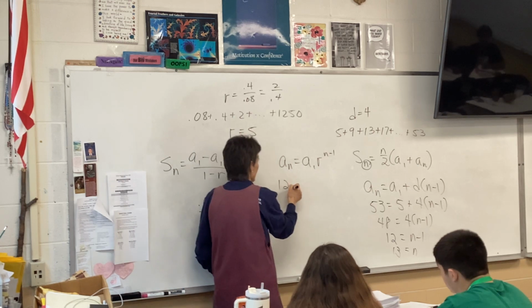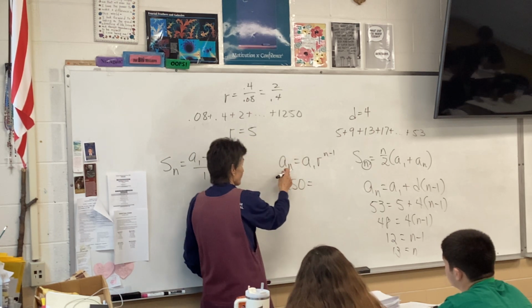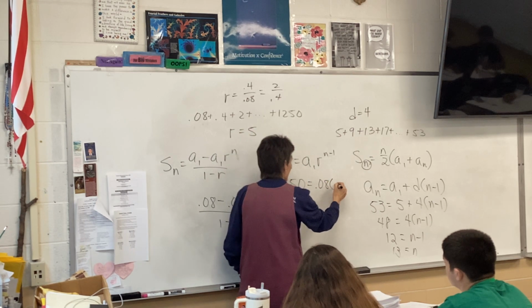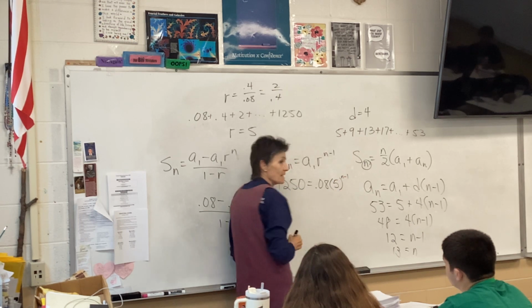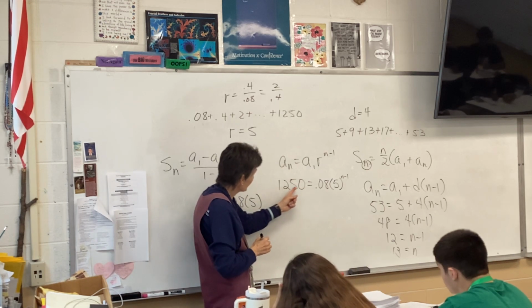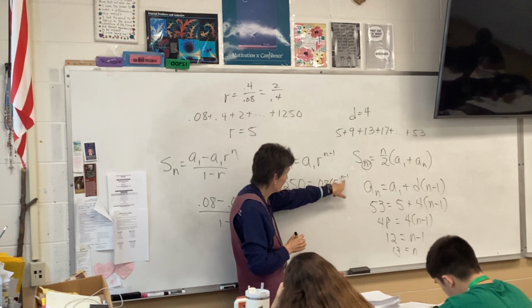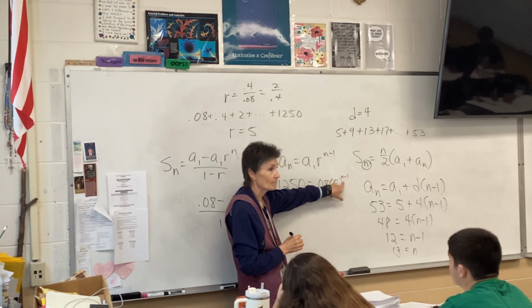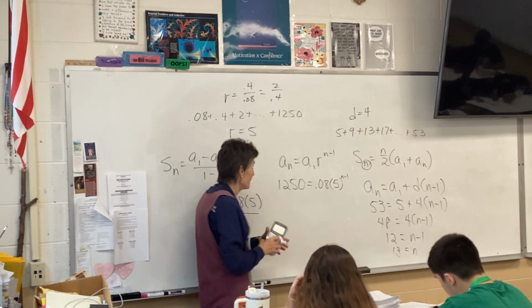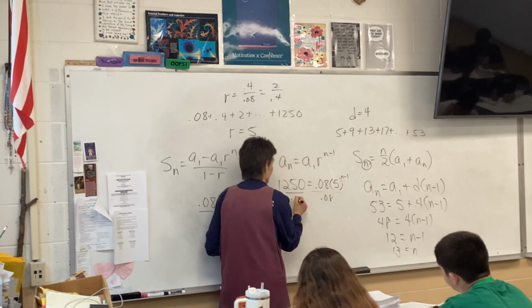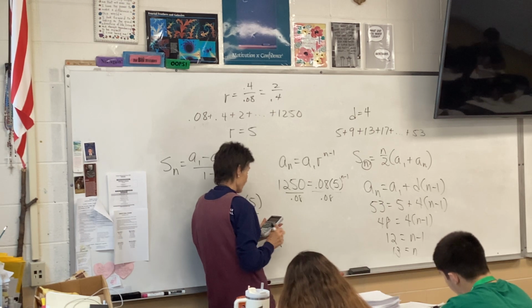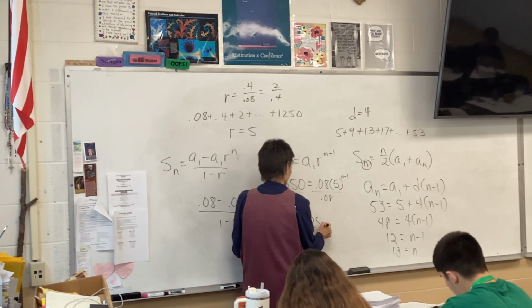I know I'm supposed to end up with 1250. That's the last term, the nth term. If I start with 0.08 and multiply by 5 to the n minus 1. Okay, so I know my last term, my first term, and my ratio. This is what I need to find. So let's take 1250 and divide by 0.08. I got 15,625.